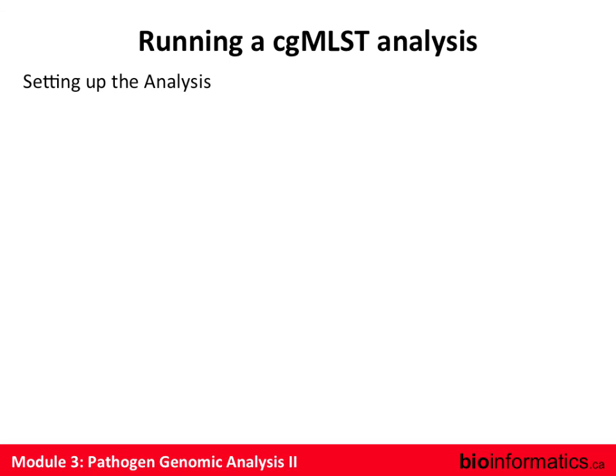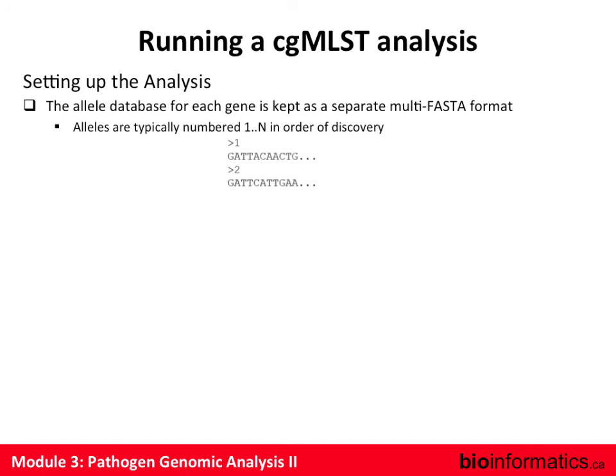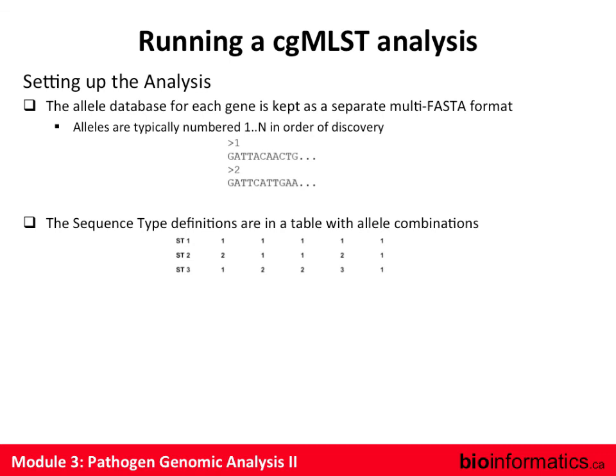So what do you need? When you have a scheme, you need an allele database for every gene in your scheme. You need the sequence type definitions. This combination of alleles is ST1. This other combination of alleles, ST2, and so on and so forth. Someone has to come up with that. And then you need allele calling software.